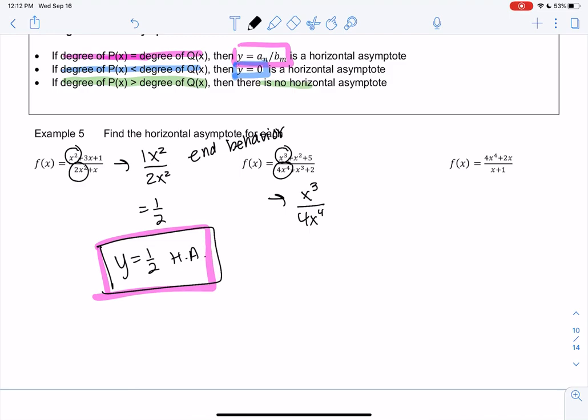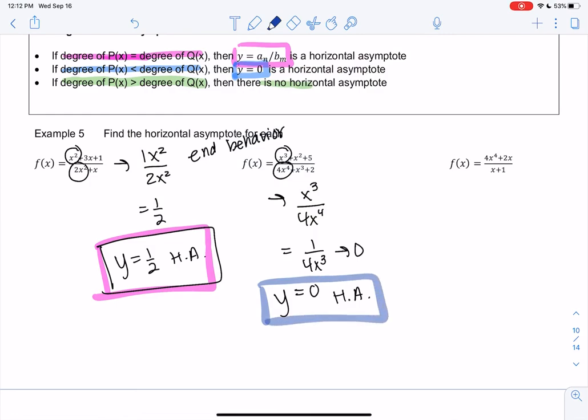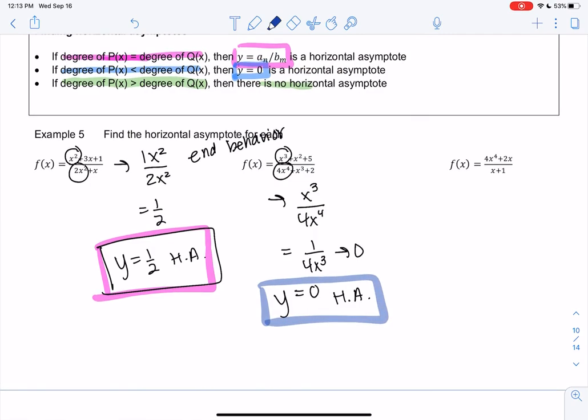So if I simplify this, this would be 1 over 4x cubed, which would approach 0, right? If I'm plugging in really big numbers in the denominator, this would go to 0. So that's why y equals 0 is my horizontal asymptote, which would be the second case. You're welcome to memorize the cases, but if I can memorize less, I'm happier. So it goes to 0 because the bottom degree was bigger, but this is really the logic behind that.